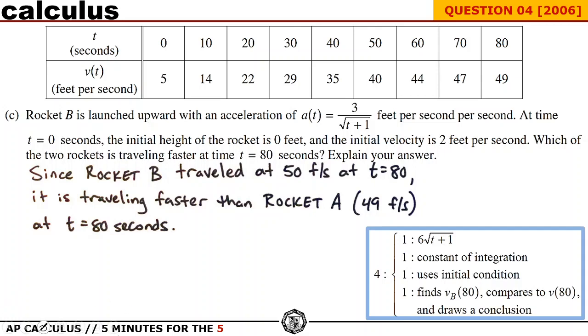This is a 4-point question. It was 1 point for the antiderivative, which was 6 root t plus 1, or if you just had 6 times the square root of u there in the substitution, that would also be fine.